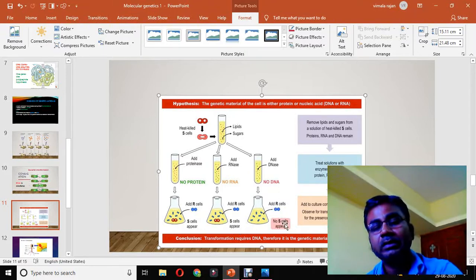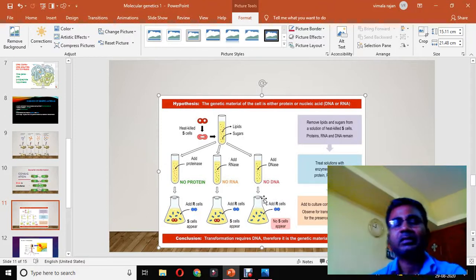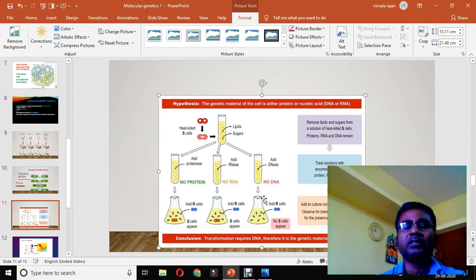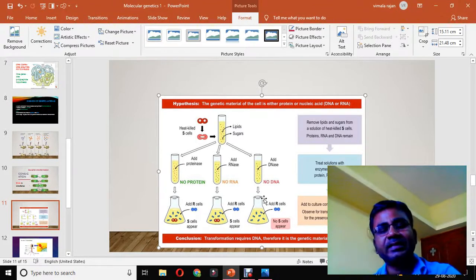But here there are no S cells. S cells do not appear. The reason is that no transformation takes place. Why does transformation not take place? Because there is no DNA. Since there is no DNA, there is no transformation. So for transformation, what is required? DNA is required. So during transformation, DNA is transferred from one bacterial cell to another. So from this experiment also we can understand that DNA is the genetic material.